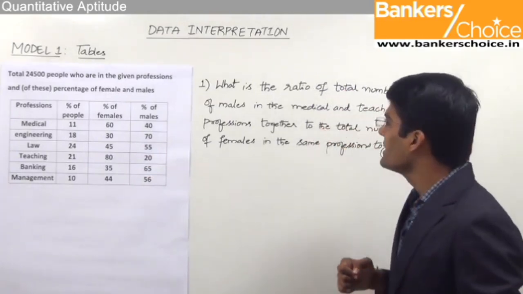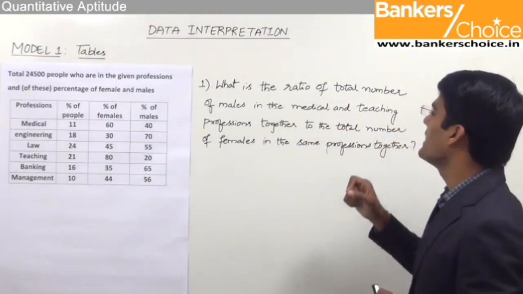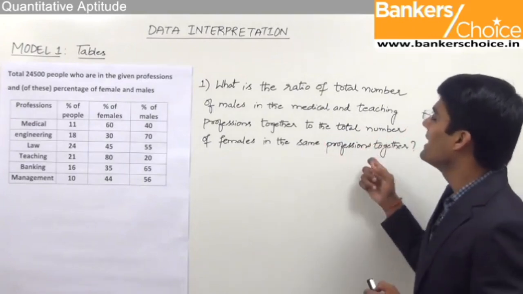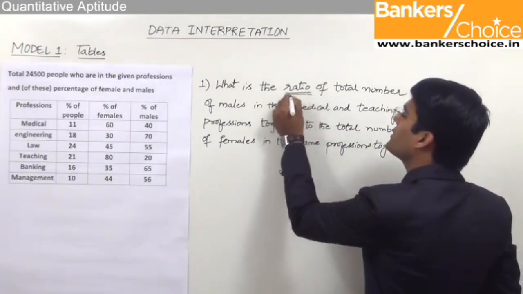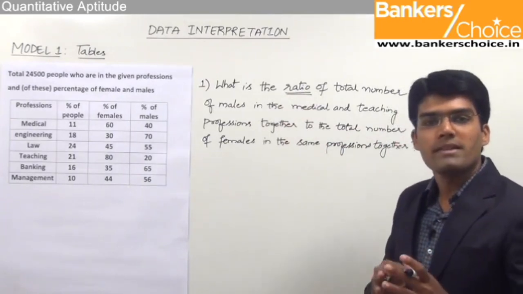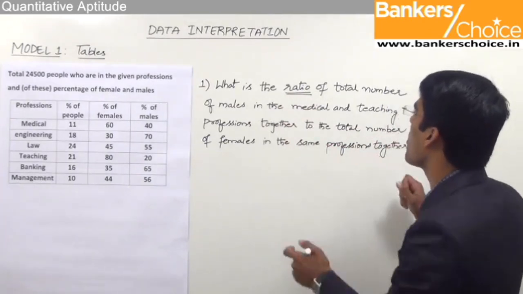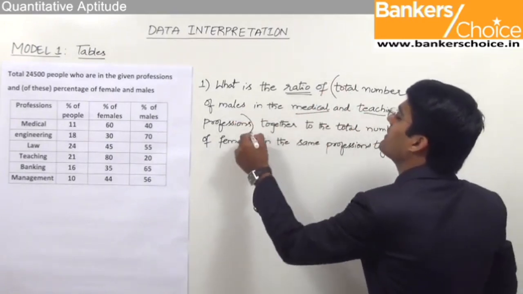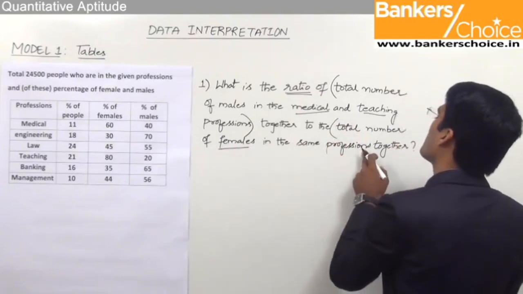The first question here is, what is the ratio of the total number of males in medical and teaching professions together to the total number of females in the same professions together. So here we have to find out a ratio. As I mentioned, one of the important topics when it comes to data interpretation is ratio. So we need to find out the ratio of the total number of males in medical and teaching professions together to the total number of females in the same professions together.